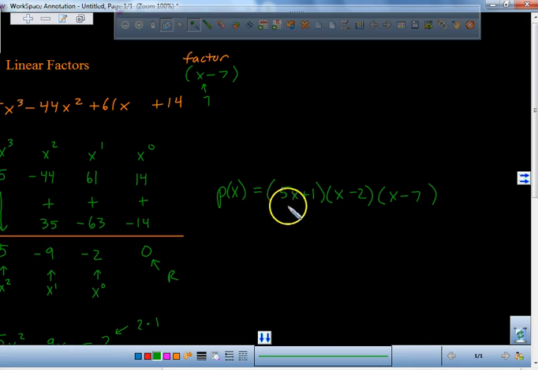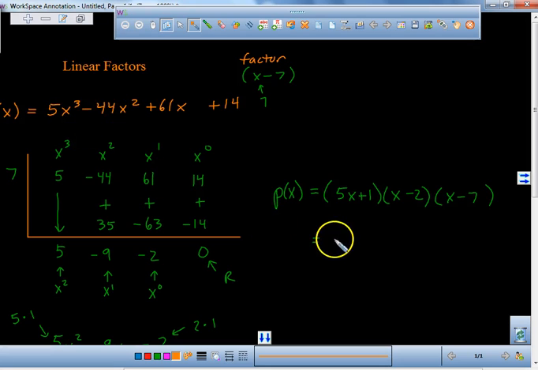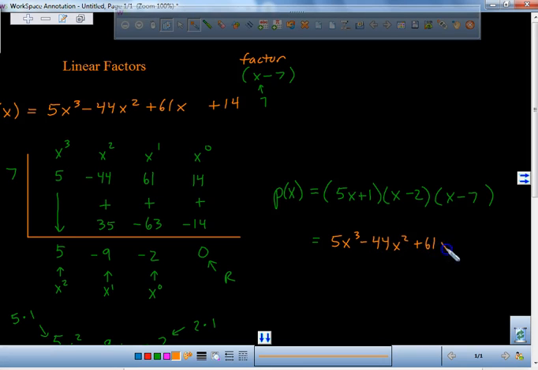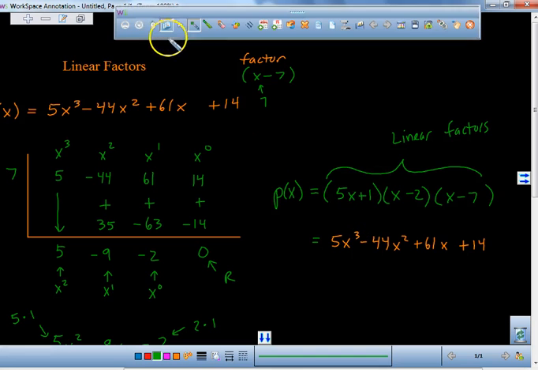What I want you guys to understand is that if we were to multiply all those together, we're not going to do that in this video. We're not going to take that time. It would equal 5x cubed minus 44x squared plus 61x plus 14. This is the polynomial. And what are these all together called? They're called linear factors. So after you write that down, I want you to put your pens down and watch what we're about to do. Make sure you have this, because I'm going to need your help.